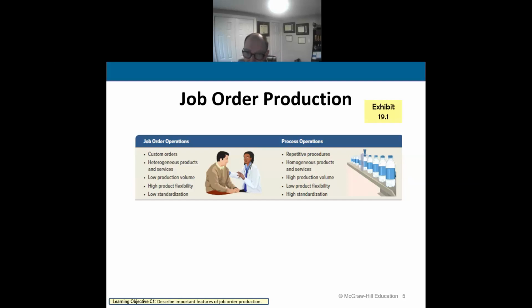Process manufacturing, again, is continuous and repetitive. It's the same product over and over, in high volumes. That would be things like bottled water, Coca-Cola, milk, and food processors like Tyson and Perdue. They all continuously process the food to then sell it to the grocery stores. That's continuous. That does not end. That's process, and we're going to talk about that next week. But today we're focused on job order.